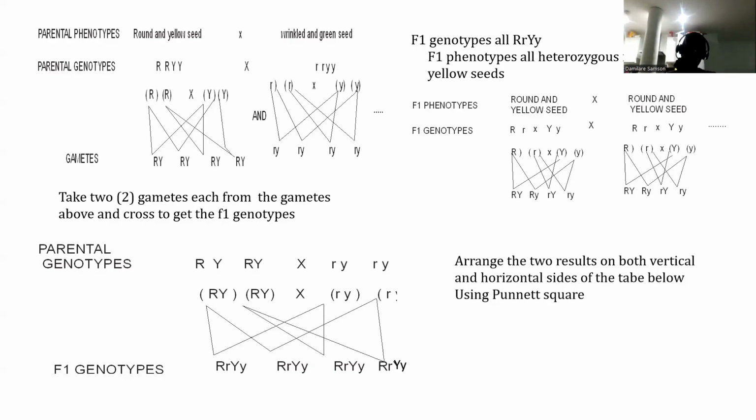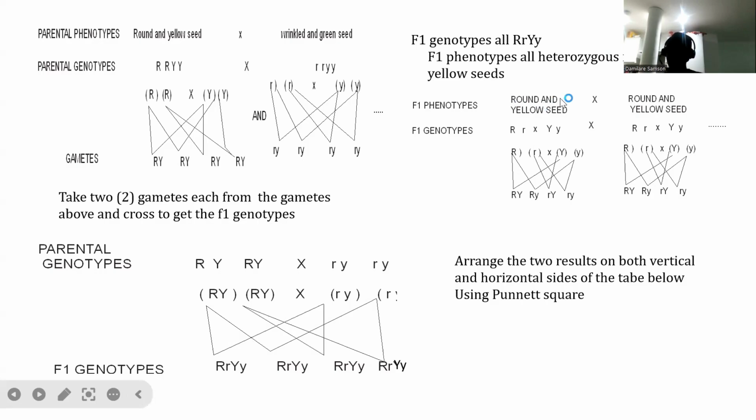So that is exactly what we are going to do now. The F1 genotype, all will be what? Capital R, small r, capital Y, small y. F1 phenotypes, all heterozygous round yellow, which I just finished explaining. Heterozygous round yellow, as simple as that. Now we pick two out of the F1 generation.